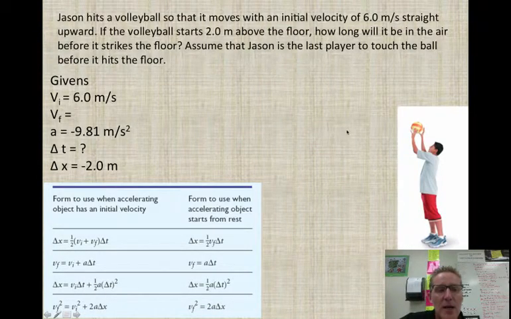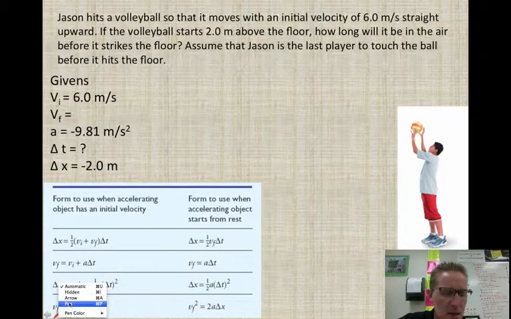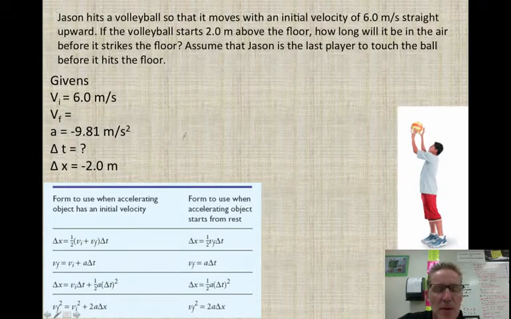Okay, so let's go ahead and try to work our first problem. And so again, I think it's important that we try to find the givens first. So straight away it tells us that we have an initial velocity of 6 meters per second, because Jason is hitting the volleyball so that it moves with an initial velocity of 6 meters per second. So I already have that identified, and this is upward, so therefore it is a positive velocity.